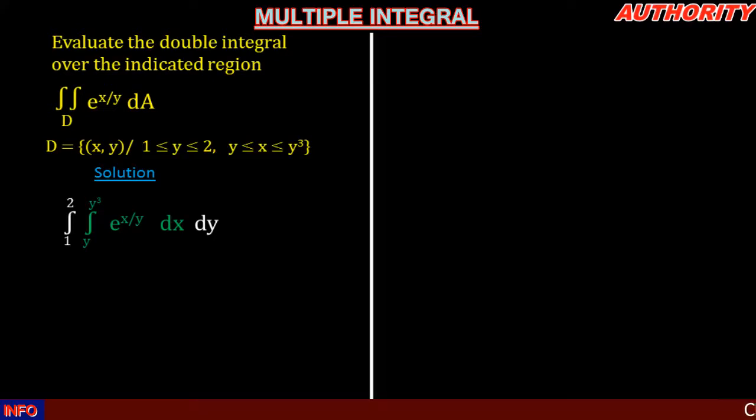from the boundary or the limit y to y cubed. This is for x, right? E raised to power x over y, dx dy. So we started with the integral over the region 1 to 2, and this is for y. We say dy, right? Good. The integral from 1 to 2 is for dy, and then the integral from y to y cubed is for x.